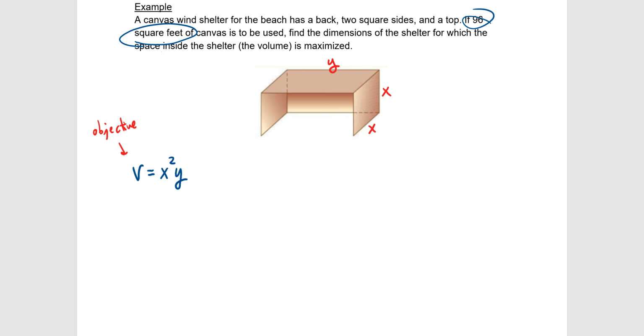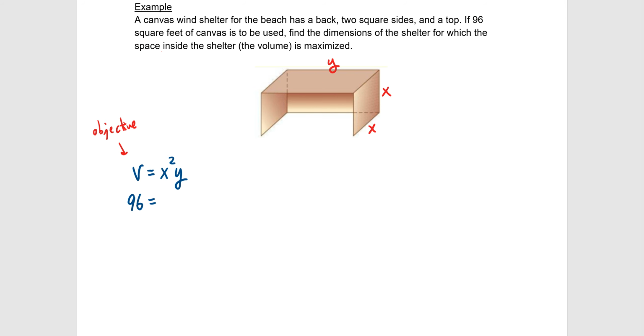Square feet means it's an area, and this is going to be a surface area. So this is going to be a surface area of 96 needs to equal, and then we need to figure out the surface area in terms of x and y. So what we need to do is figure out the area of each one of these sides, the area of this side, the top, and the back, and add them all together.